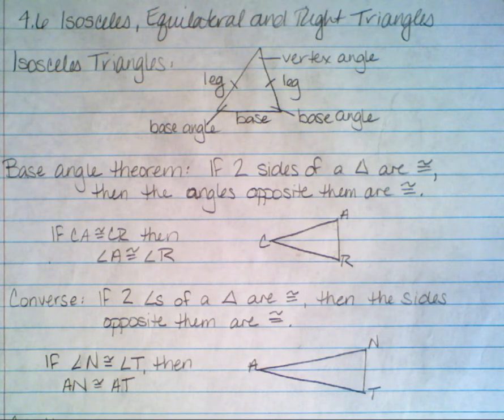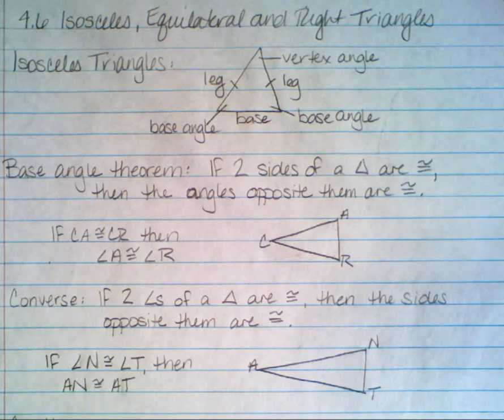Okay, in this video, we're looking at section 4.6 on isosceles, equilateral, and right triangles. So, first of all, an isosceles triangle, you know what an isosceles triangle is already. It's a triangle that has at least two sides that are congruent to each other. And so there's some important vocabulary that we need to know about isosceles triangles because we're going to be referring to it through our theorems here.